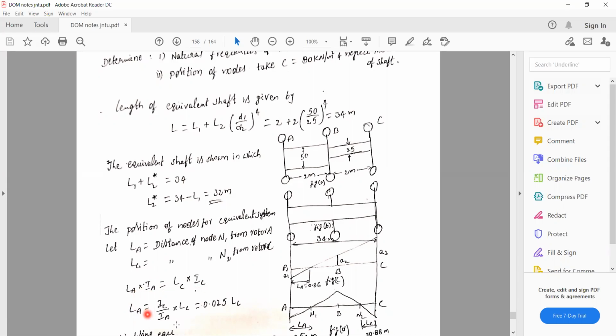From that, LA equals IC by IA into LC. IA is already known, so IC and IA are known values. Those are the given values.